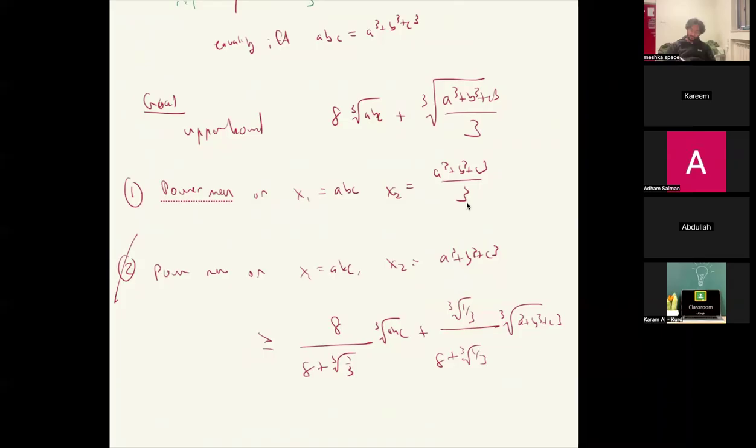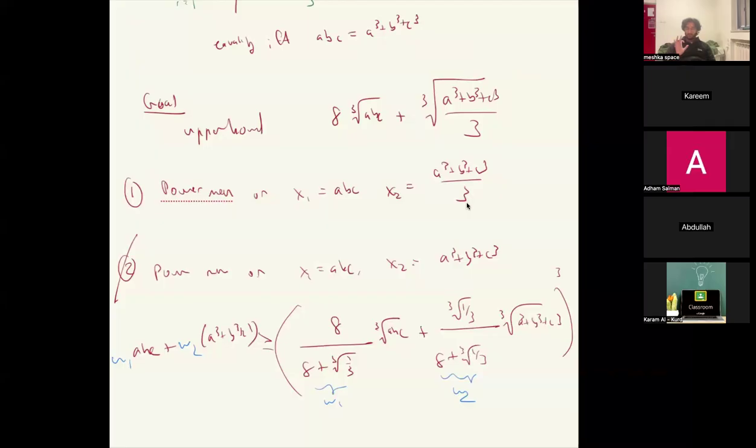You'll get something correct because then, okay, I can say power mean says if I take this to the power of 3, I can compare it to, okay, let's just write this is weight 1, this is weight 2. I can write it as weight 1 times ABC plus weight 2 times A cubed plus B cubed plus C cubed.